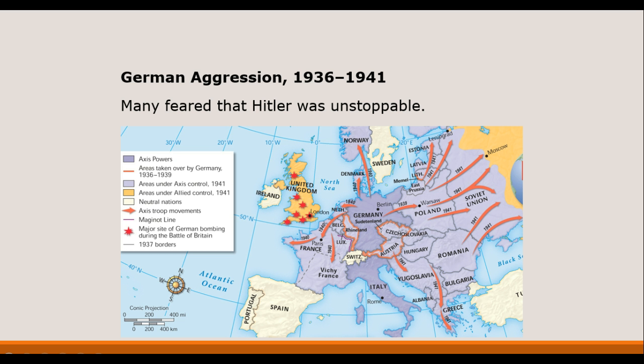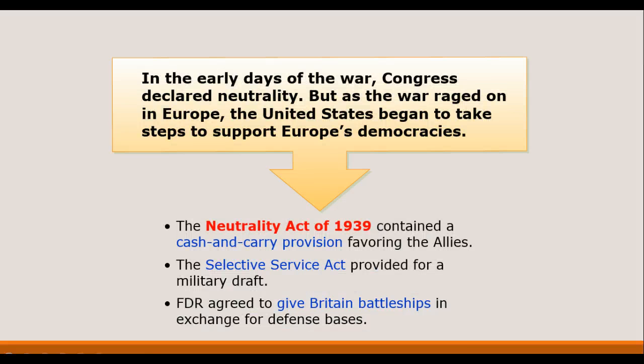So here's a really good map of this. You see that over the course of about 2 years, Germany is able to control almost all of Europe. It actually controlled all of Western and Eastern Europe, and it pushed into the Asian side of Russia. And that is going to be really, really huge. People thought that Hitler was unstoppable.